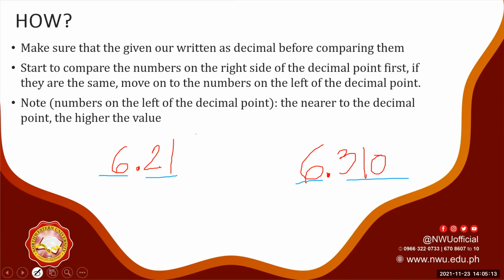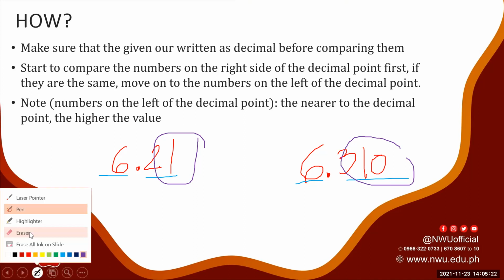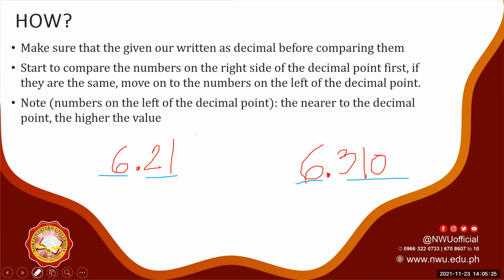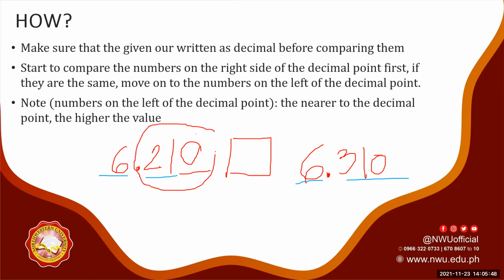This one, on the left side, meron lamang siyang 2 decimal places. Ito, 3. You follow the greater decimal places. So, since merong 3 itong isa, add a value here para maging 3 rin. And you can add 0. Kasi sabi natin, you can continuously add zeros sa ating decimal number kahit ilan pa yan. Now, we can compare these decimal numbers. This is 210. This is 310. Anong mas marami? Of course, 310 ang mas marami.